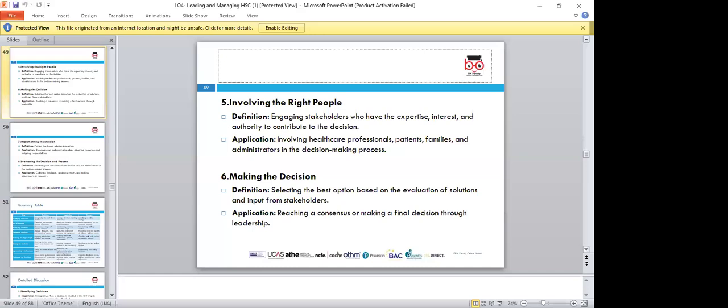Reaching a consensus or making a final decision through leadership.